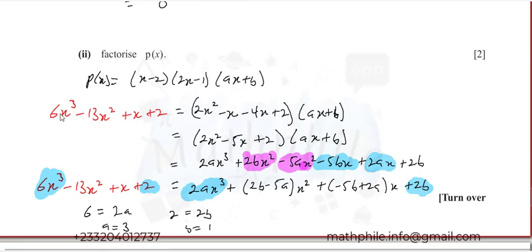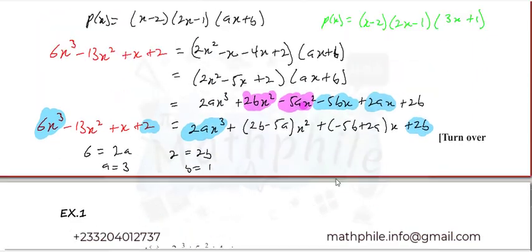Let me use a different color. So p of x is equal to x minus 2 in one bracket, 2x minus 1 in another bracket. Then a was 3, so 3x plus 1 in this bracket. And that will end the question.